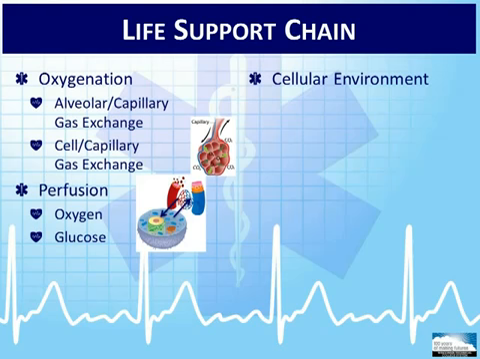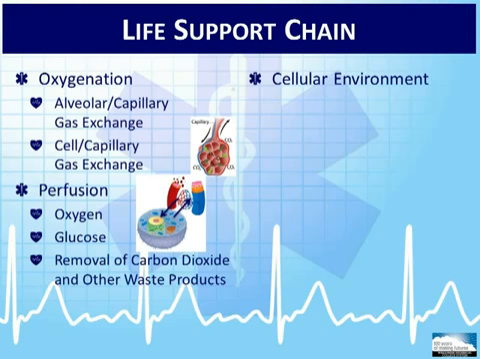We also need glucose, sugar, to enter the cells as well. For that to happen, our body needs insulin to open the proverbial door into the cell for the glucose. Our cells also produce other waste products that must be removed as well, otherwise the cells will die in their own waste. These are all important components of adequate perfusion into the cells.